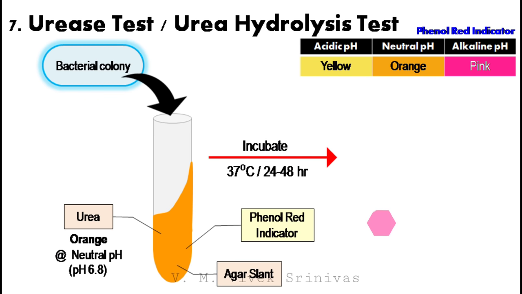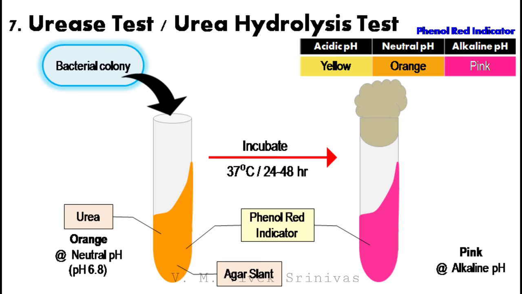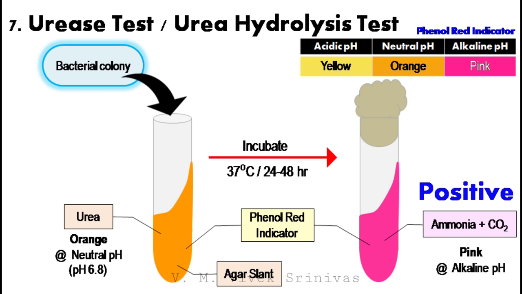Following incubation, if the agar slant turns to the pink, which indicates the test is positive due to the changes in the pH to alkaline because of the yield of the ammonia and the carbon dioxide, as the byproduct. This phenol red indicator, at alkaline pH, appears as the pink. The example, the Staphylococcus, bacterial organism, positive for the urease test.